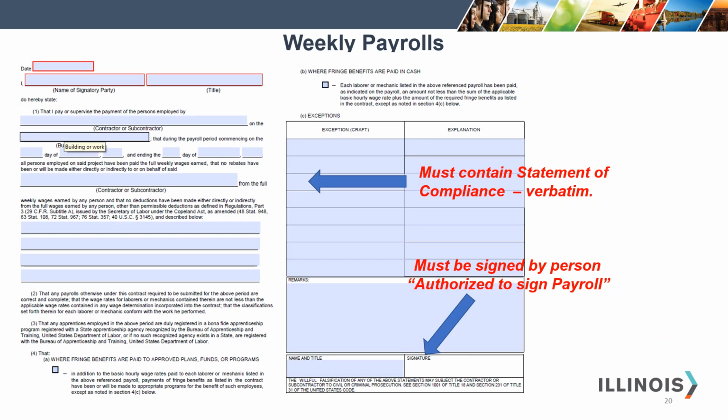So this image is the back side of the WH-347. This is the statement of compliance. So please make sure if you're using or your contractor is using a payroll other than the WH-347, all of this language, verbatim, must be used. Also, please verify that the person that is signing this payroll is authorized to sign the payroll.